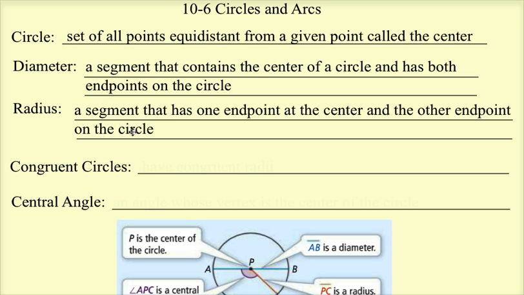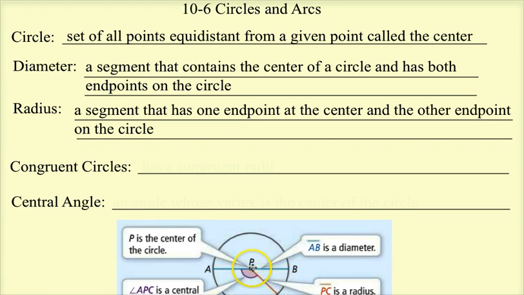A radius is a segment that has one endpoint at the center and the other endpoint on the circle. So the radius is half of the diameter.